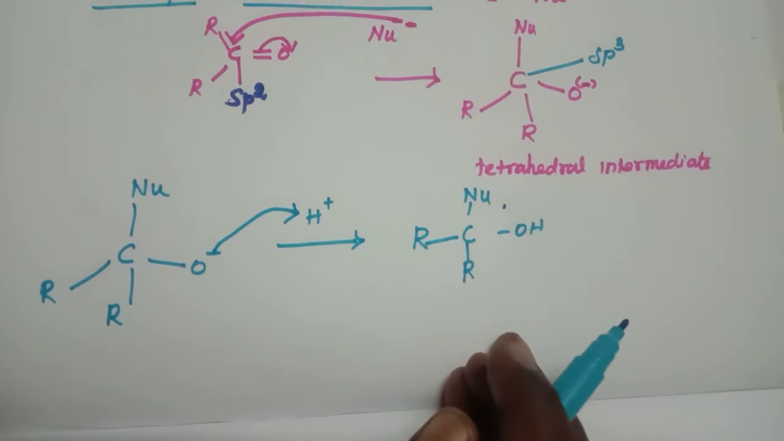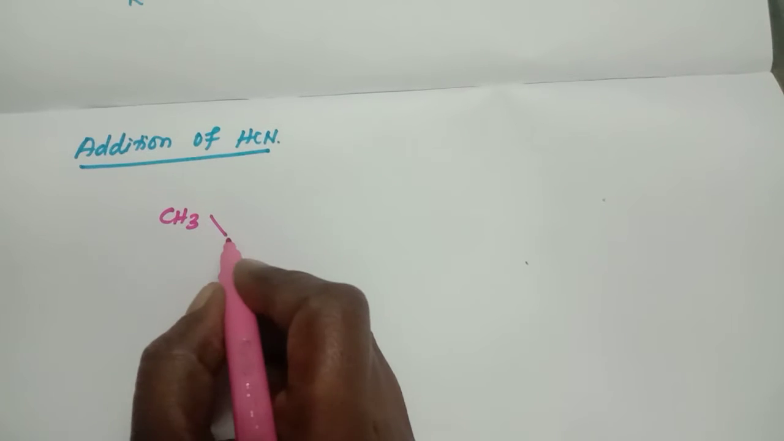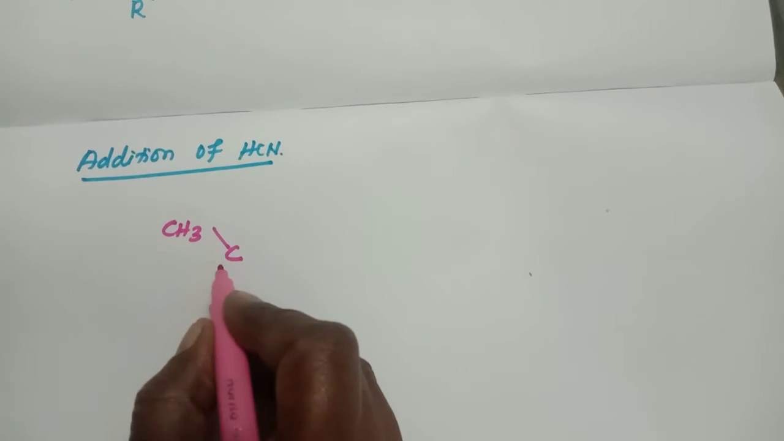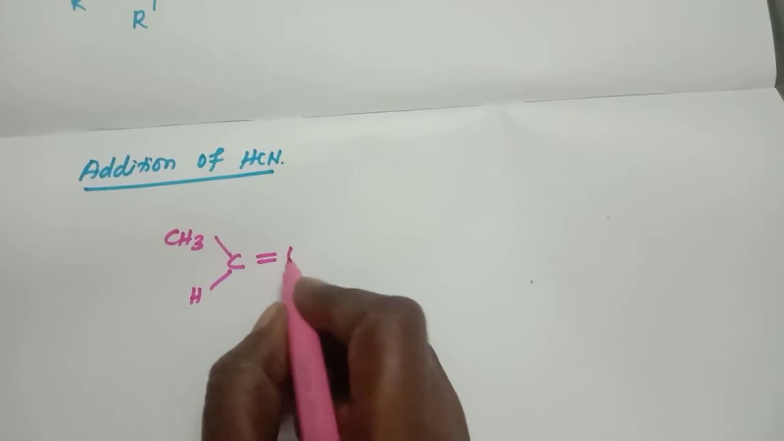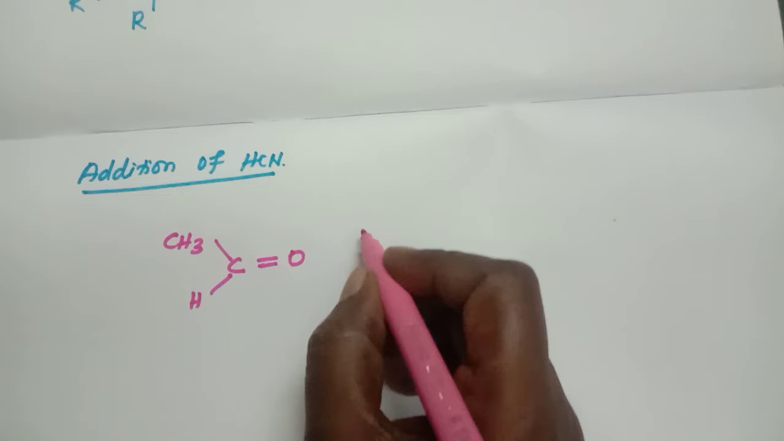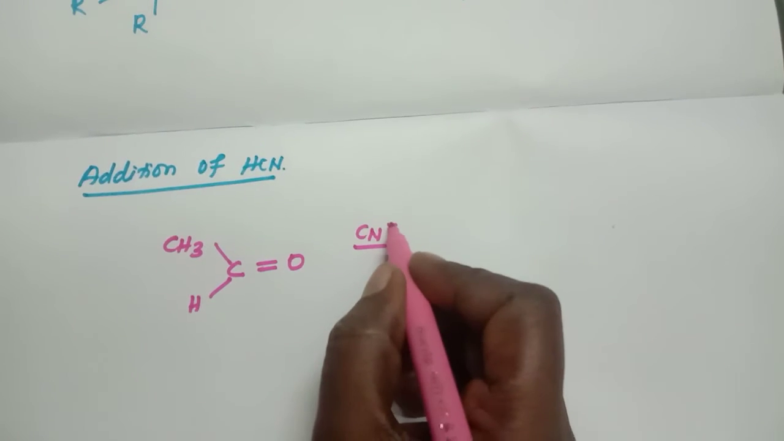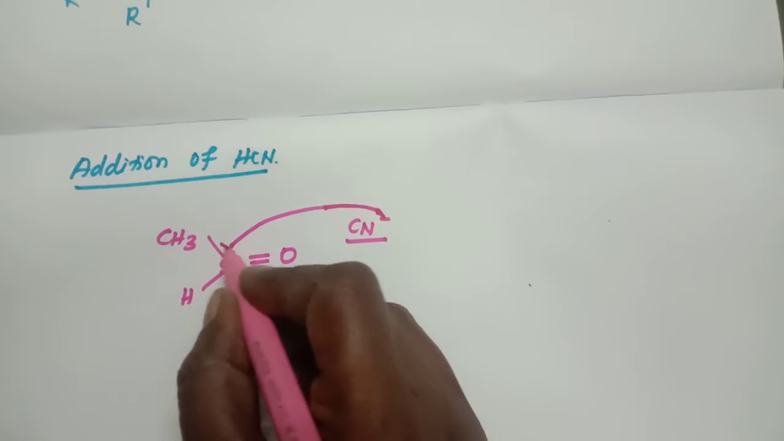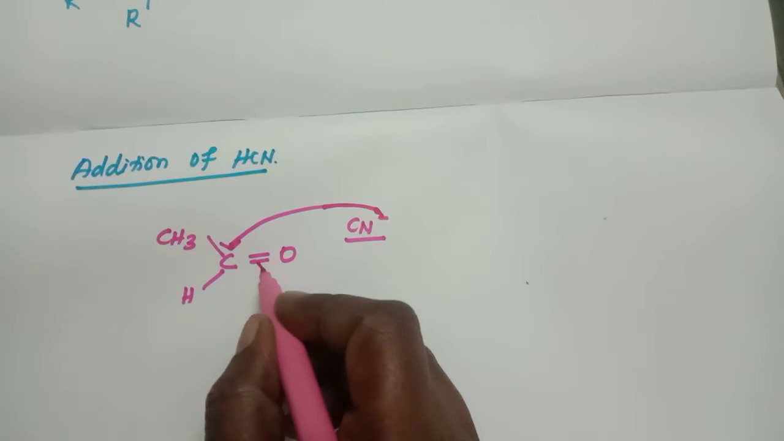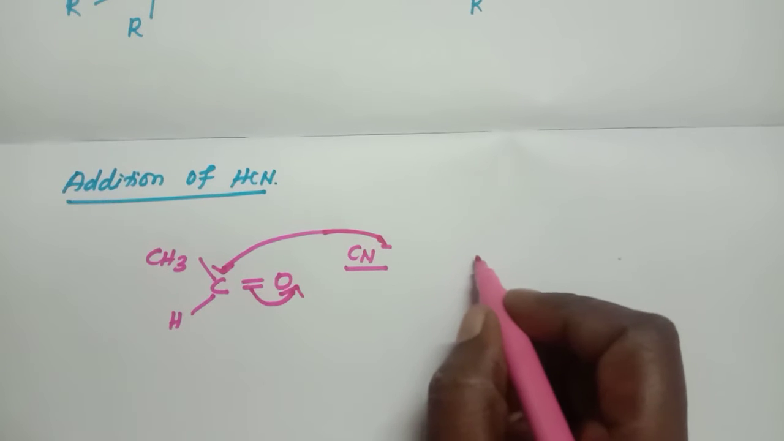Let us see some examples. The first one is addition of hydrogen cyanide. Here an aldehyde undergoes reaction with hydrogen cyanide. This is the carbonyl carbon. This CN minus is a nucleophile. This nucleophile attacks the carbonyl carbon, and these two electrons shift to the oxygen atom, so it forms a tetrahedral intermediate.